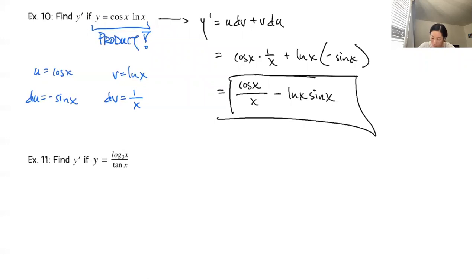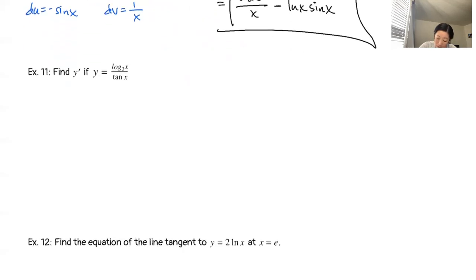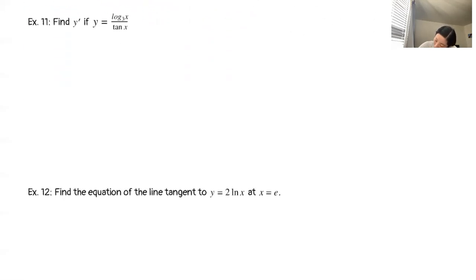All right. What rules should we be thinking for finding y prime if y equals log base 3 of x divided by tangent x? Well, we should be thinking quotient rule. Okay, so let's set that up. u equals log base 3 of x, v equals tangent x. All right, that gives us du equals 1 over x times natural log 3, and dv equals secant squared x.